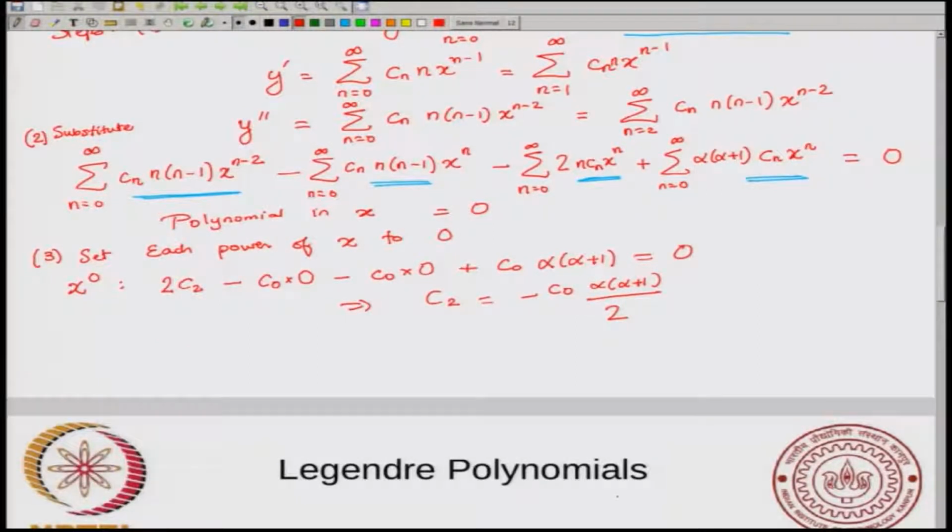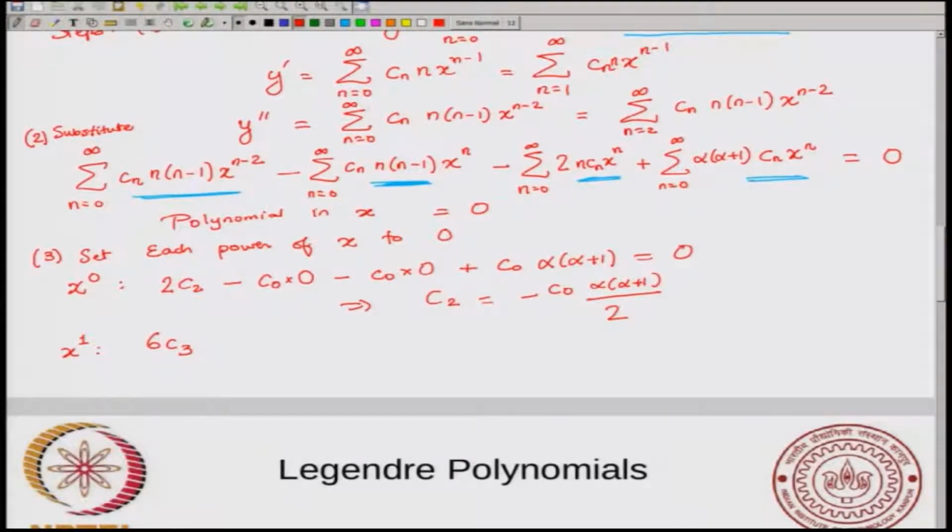Now, next we can set the power of x raised to 1 to 0. What is the coefficient of x raised to 1? If you want to have x raised to 1, then in the first term n has to be equal to 3. So, you will have 3 into 2, that is 6 C3, from this term. In the second term, if you have x raised to 1, then n has to be equal to 1, but then n into n minus 1 is 0, so the second term will again be 0, and I will not write it this time.